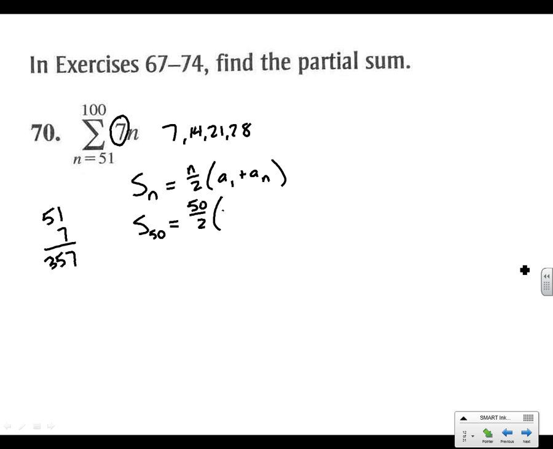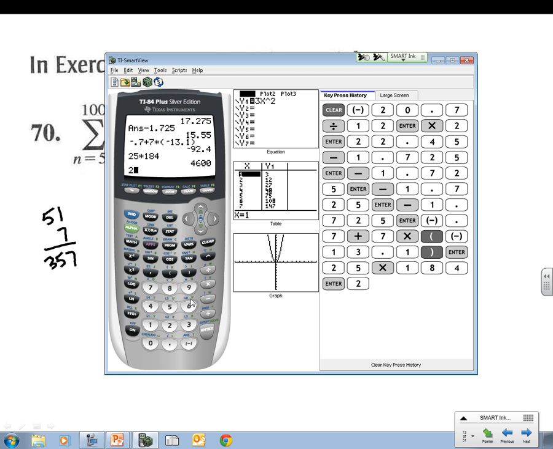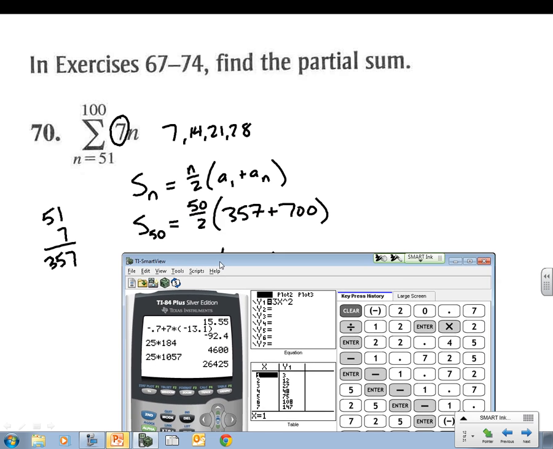357. Plus, we need to know the last term. What happens if we plug in 100? 7 times 100 is 700. So let's clean this up. 25 times 1057. Have to go to the calculator on that one. 25 times 1057 is 26,425. So that's how you do it using the formula.